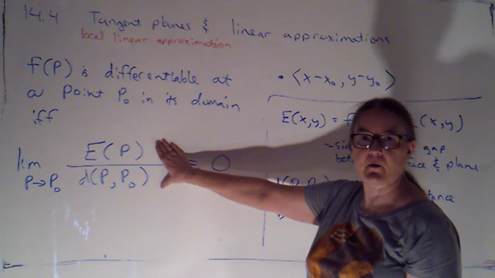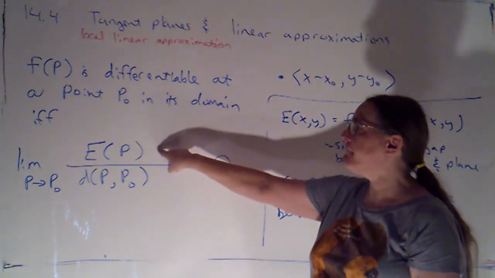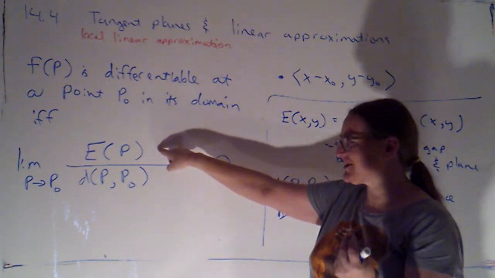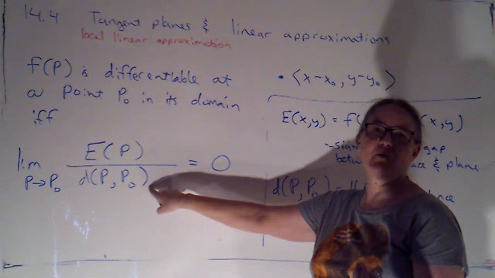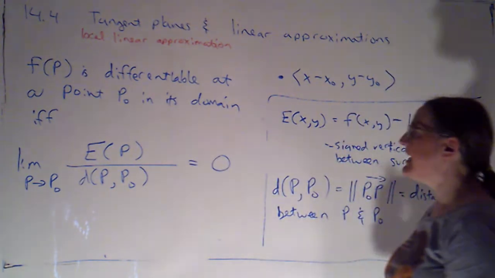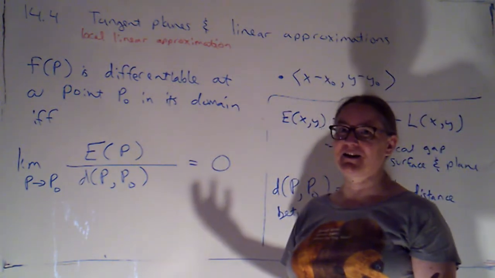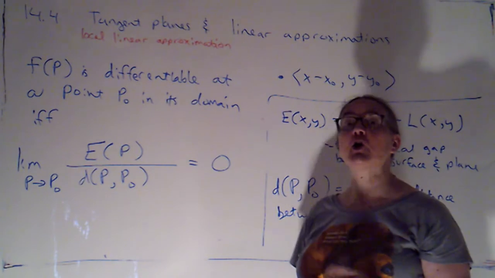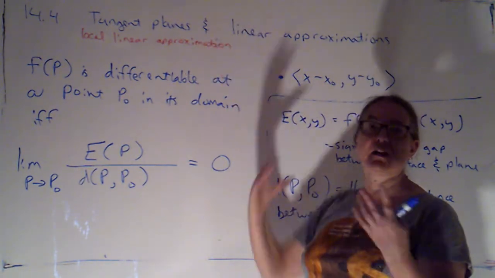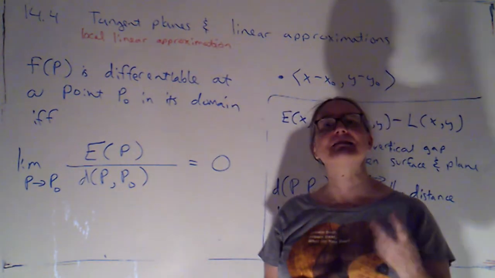Top and bottom are both going to 0. For the limit of the fraction to be 0, the vertical gap shrinks to 0 way faster than the distance between the points. If that happens, then we can say that our linear function is a good linear approximation, and in that case it earns the name local linear approximation. And of course, if we were talking about a function of 2 variables, that's equivalent to saying it's the tangent plane.